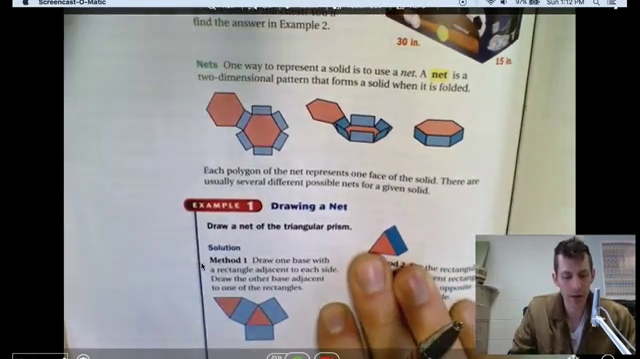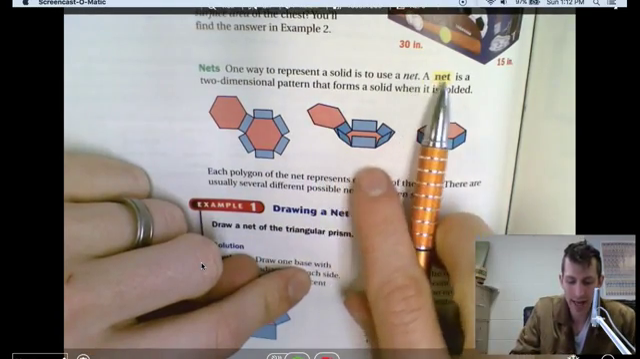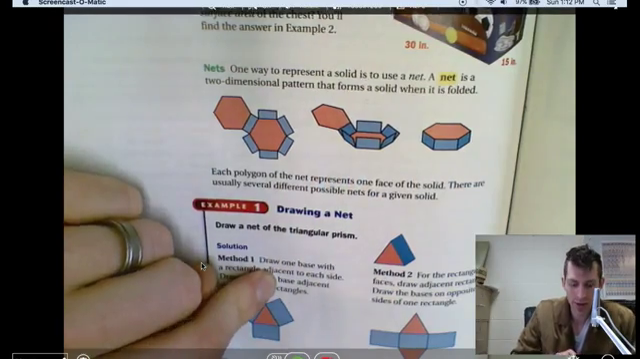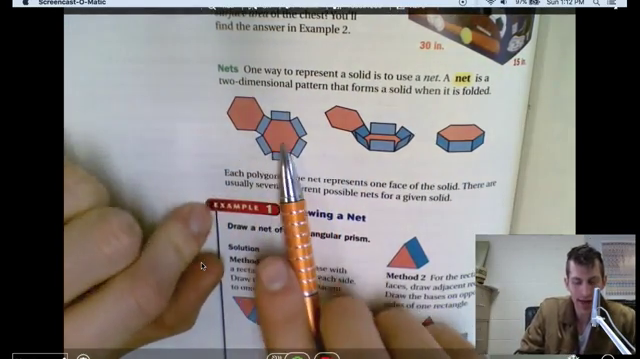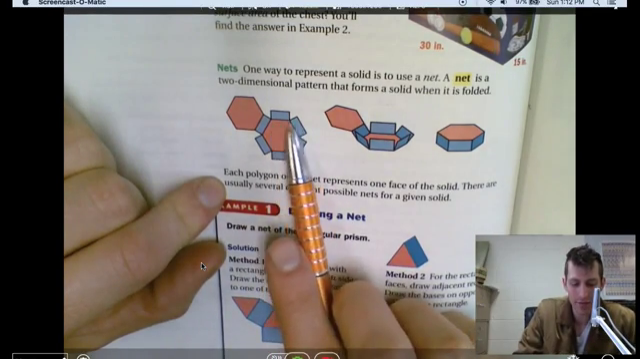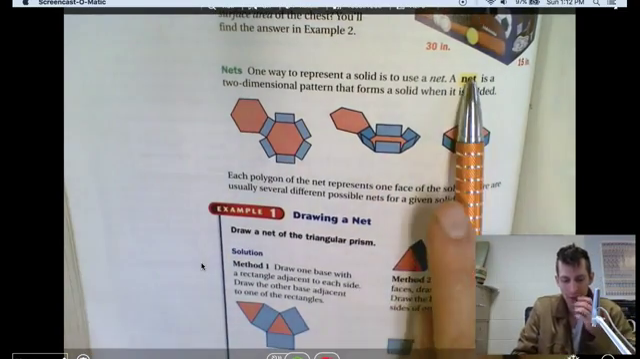Let's see what they're talking about here with nets first. One way to represent a solid is to use a net. A net is a two-dimensional pattern that forms a solid when it's folded. So this, you could cut that out of paper. I could rip this sheet out of this book, cut this out, fold along the edges like that, and I could make a solid. That's what a net is.